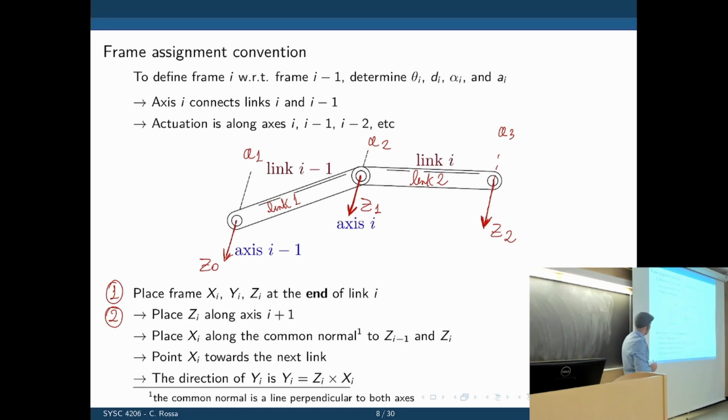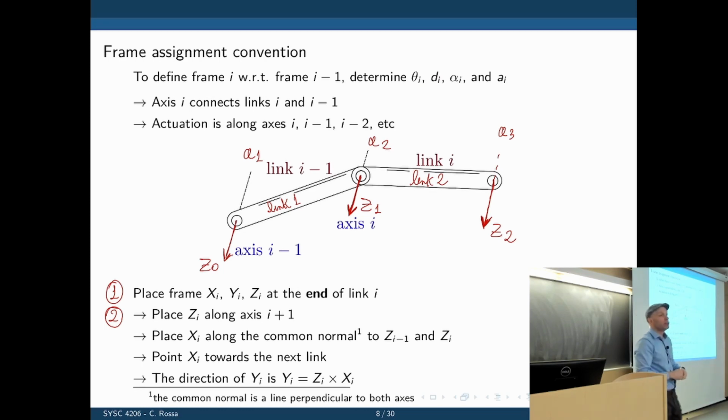The next one now is place XI. So XI goes with ZI. And you're going to place XI, now read this carefully, along the common normal between Z minus 1 and ZI. So let's say we want to place this X1 here. We want to place X1 in a way that X1 is normal to Z0 and Z1 concurrently. It has to be normal to both axes.